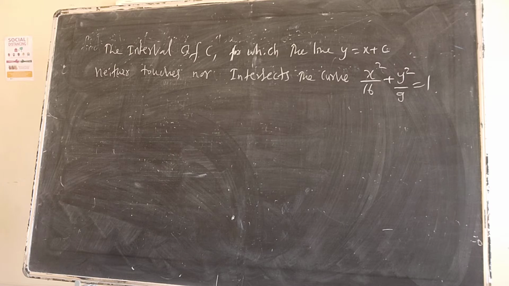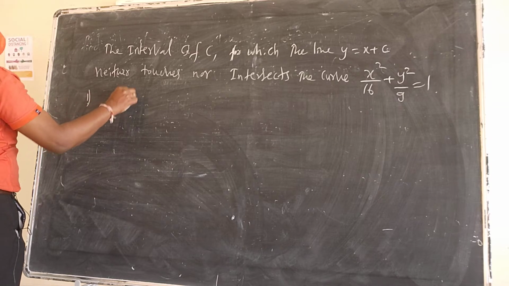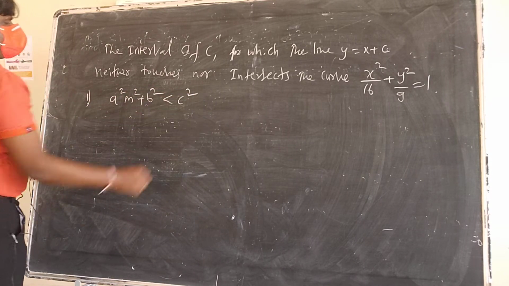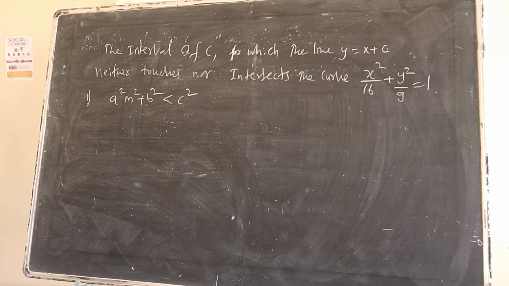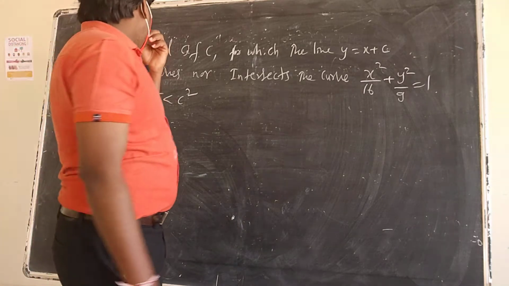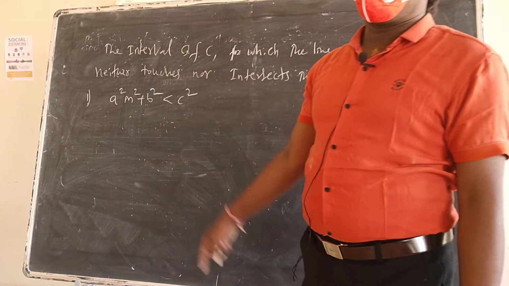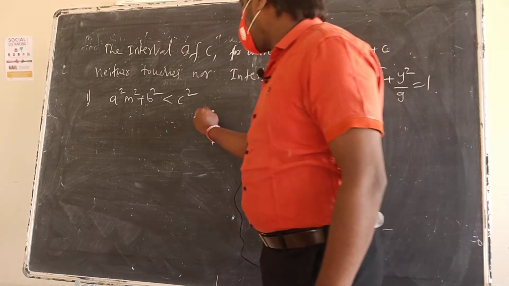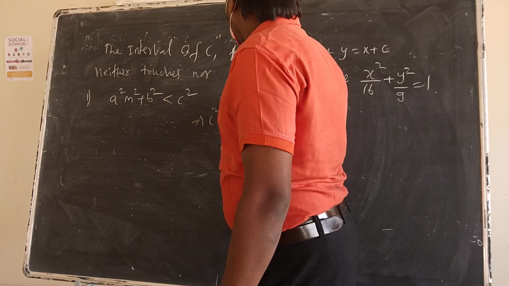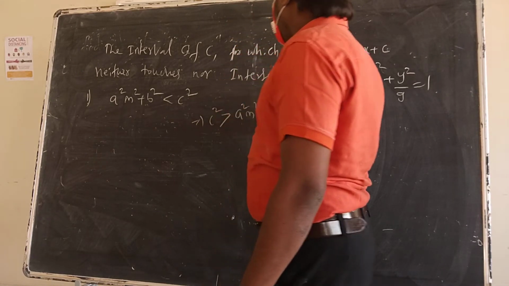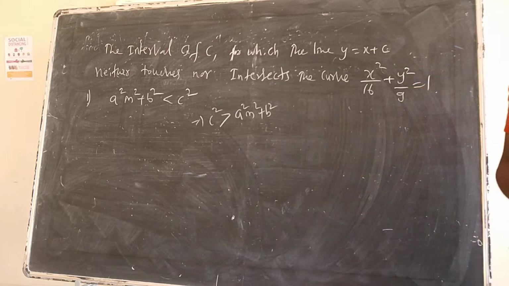So what is the condition for neither touches nor intersect? a square m square plus b square less than c square. You have to use D greater than 0. Neither touches nor intersects, D greater than 0. So I wrote the reverse formula: c square greater than a square m square plus b square. This is the condition for neither touches nor intersect.